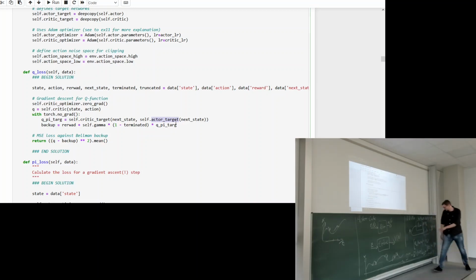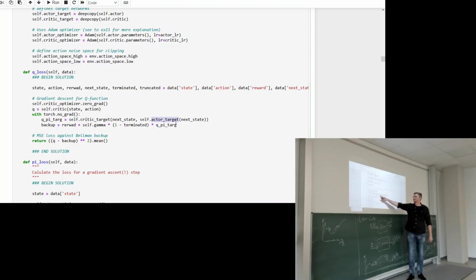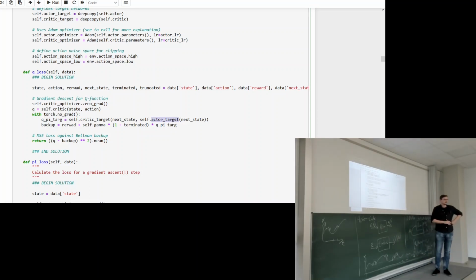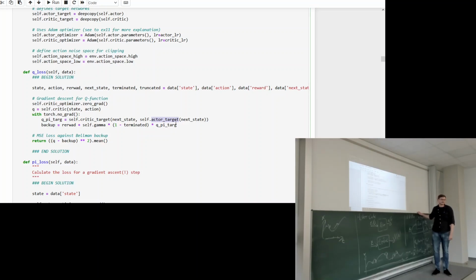I didn't write it down, which is a simplifying assumption, but here we have it, and it's actually a good idea to have it. So what would happen if our problem goes on? Yeah, please. So the terminated flag would be 1, and it is terminated, therefore we would multiply with 0, and our backup would be only the reward. Exactly. So why is that?